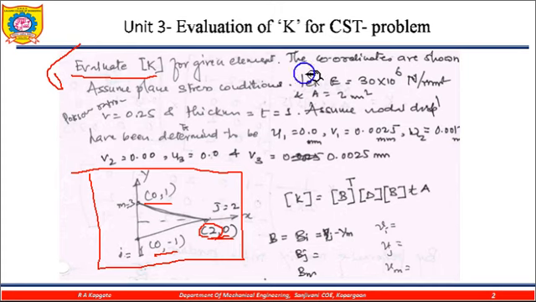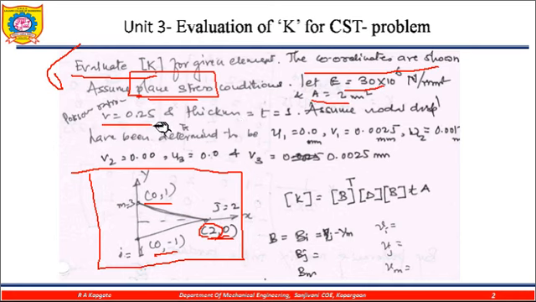Here the coordinates are given and they have mentioned to assume the plane stress condition. So ultimately I need to calculate the constitutive D matrix as per the plane stress condition, not the plane strain condition. Values of E and A are also given. The Poisson's ratio V is equal to 0.25, thickness is given, and assume the nodal displacements have been determined as U equal to 0, 0.